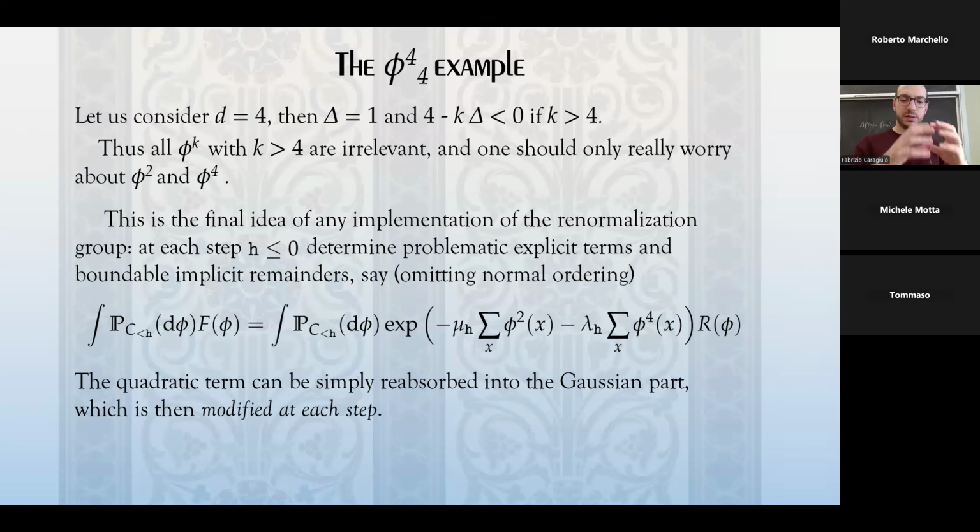So we decompose the covariance in steps. We integrate one step at a time, but not only do we do this, we also modify the covariance at each step. Let's say that we just have the exponential of a square power, the exponential of a fourth power, with coefficients mu_h and lambda_h depending on scale, and then some remainder term. The quadratic term is in principle very problematic. So the way one can deal with it is simply to reabsorb it into the covariance. So our covariance C less than h gets updated. It now includes also a new term. And when we do the next step, we won't start with the covariance C minus h, but with a new covariance, which also changes.